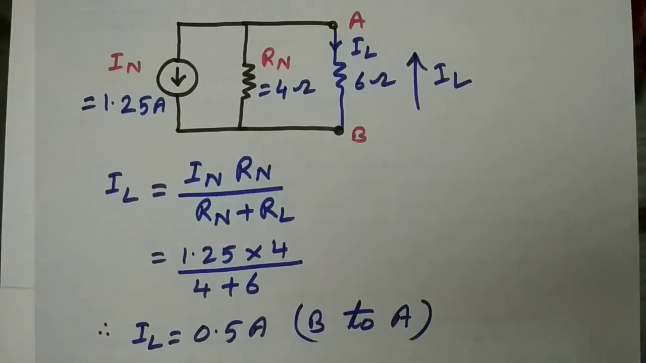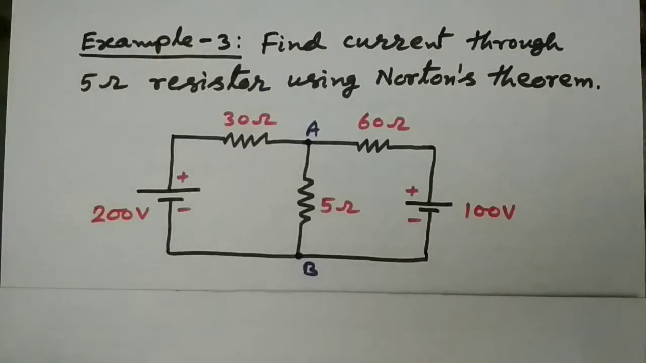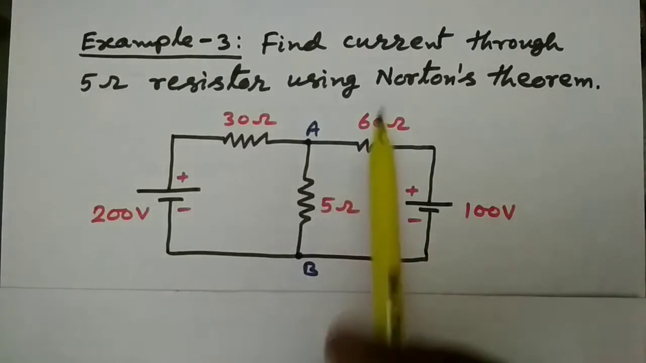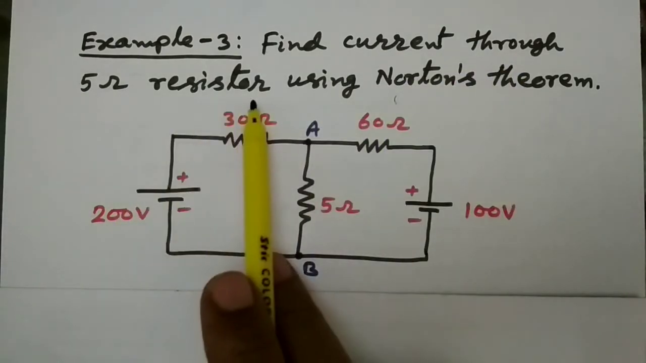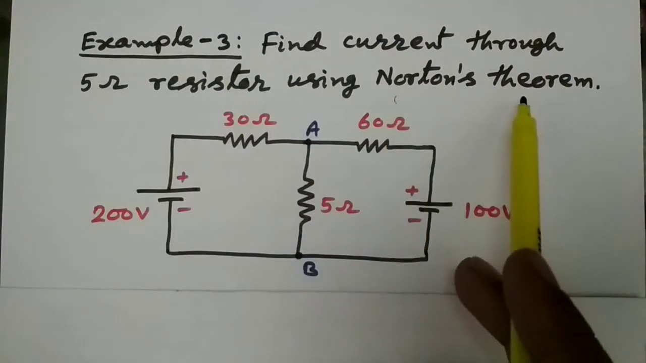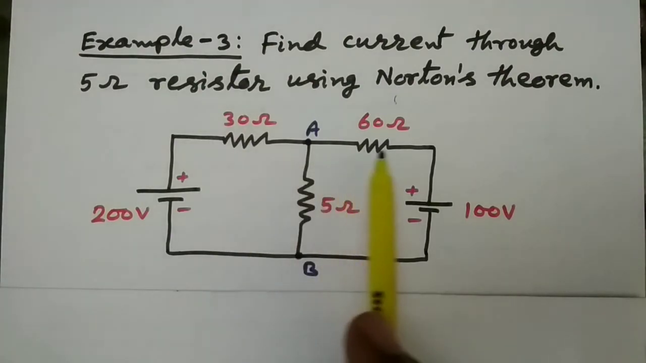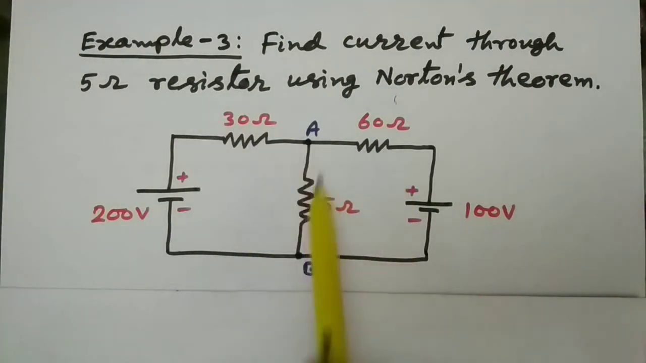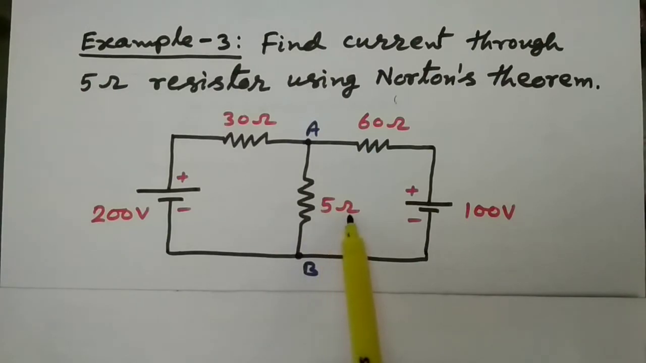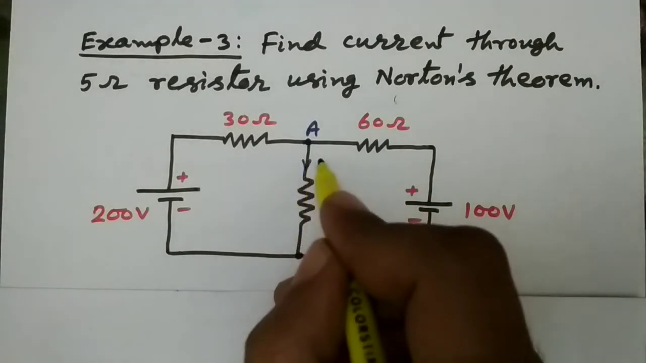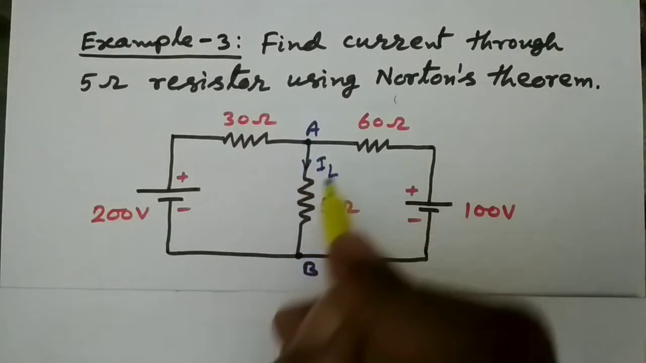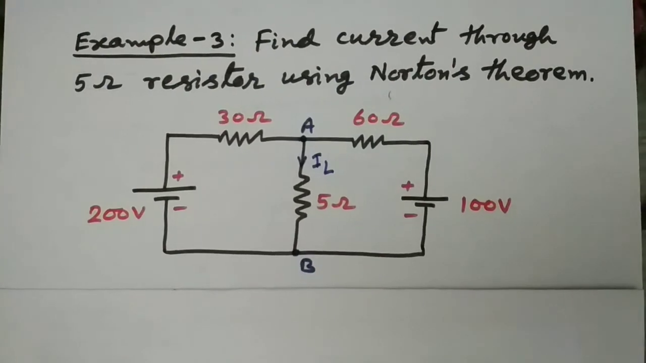Okay, let's have some practice questions. Here, find the current through the 5 ohm resistor using Norton's theorem. The circuit has 2 voltage sources, 200 volt and 100 volt. There are some resistances, that is 30 ohms and 60 ohms, and between terminals A and B a 5 ohm resistor is connected. It will be considered as a load resistance and we have to find the current through this 5 ohm resistance by using Norton's theorem.